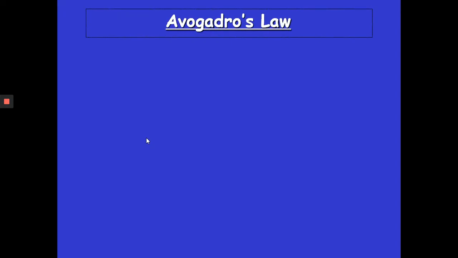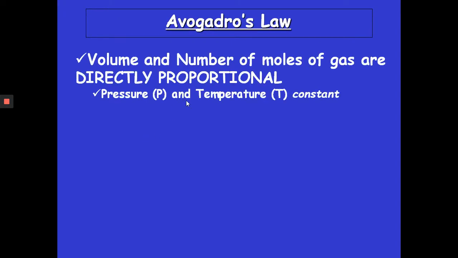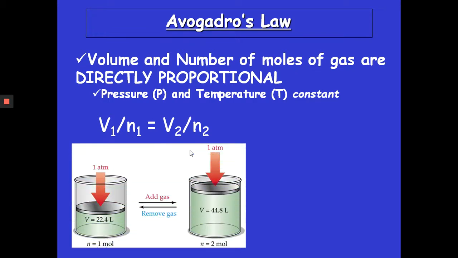Now, here's the next gas law, called Avogadro's law. Avogadro's law is basically saying the volume and the number of moles of gas are directly proportional. And to make this work, you're going to have pressure and temperature held constant. Mathematically, this is equivalent to V1 over N1 is equal to V2 over N2. So first volume over number of gas moles, N, that's what N stands for, is equivalent to V2 over N2.